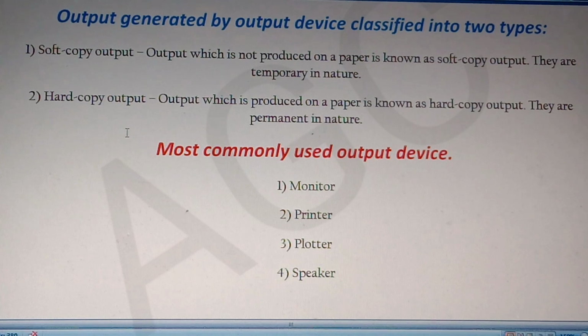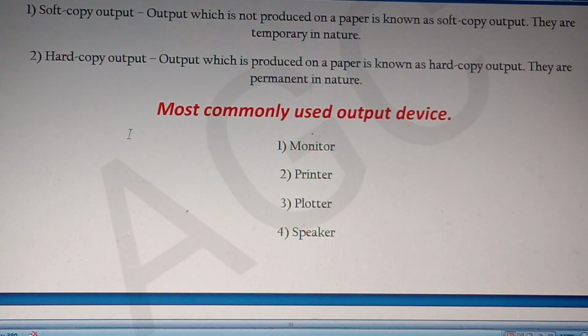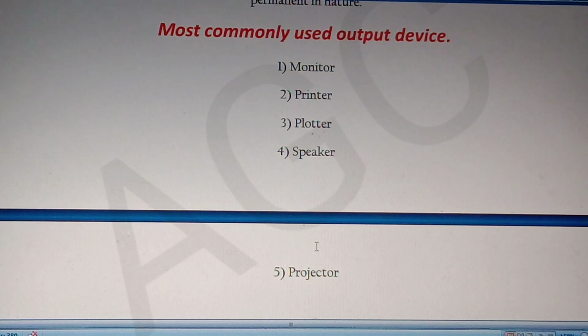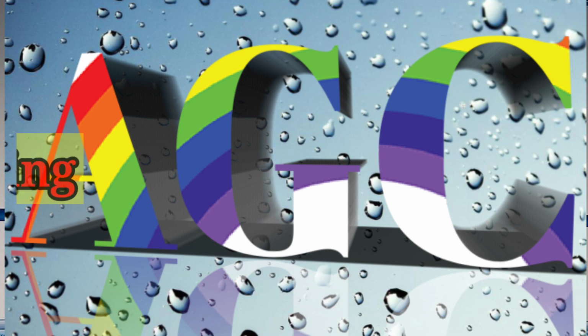The most commonly used output devices are here. See here: the monitor, which is the main essential output device, printer, plotter, speaker and projector. These are some commonly used output devices. There are so many output devices, and these are some among them. Everyone clear? I hope everyone understood the class clearly.